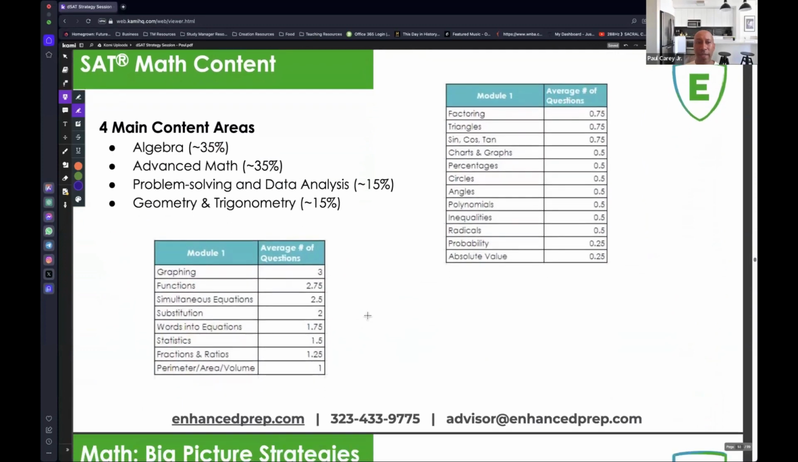As far as the math content, there are going to be 4 areas. You're going to have your algebra, which shows up the most. Advanced math is also the same as your algebra. Then you're going to have problem solving and data analysis, and geometry and trigonometry, right? As you can see, in module 1 the bigger areas are going to be graphing, functions, simultaneous equations, substitution, words to equations, statistics, fractions and ratios, and perimeter, area and volume. And then these other ones will come in, but there's not going to be a ton.